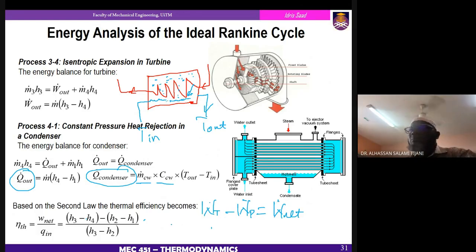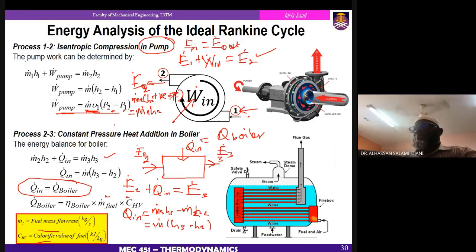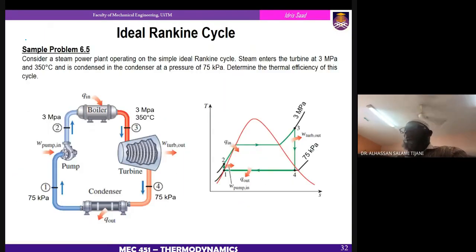So now, eventually, we will have the efficiency equals W net divided by Q in. So Q in is the difference between the enthalpies. We have already determined that, that is the boiler states. Now, we will come to these questions again later on.